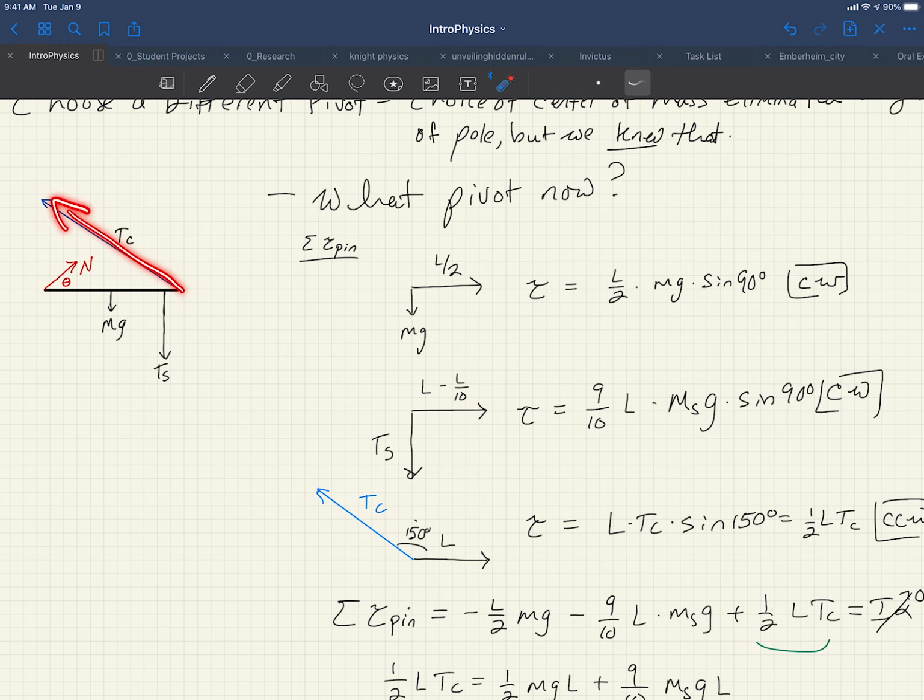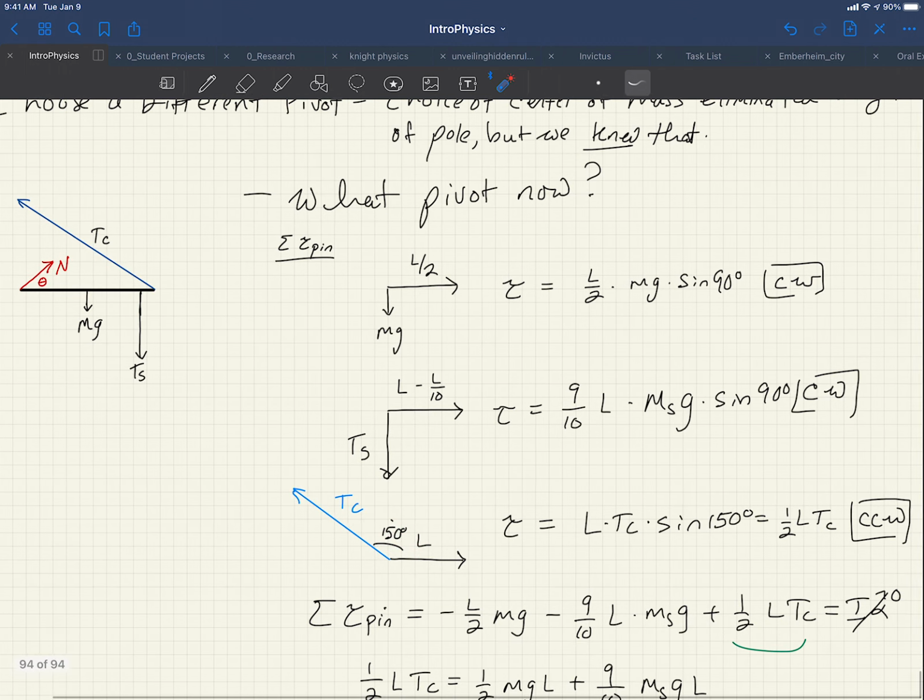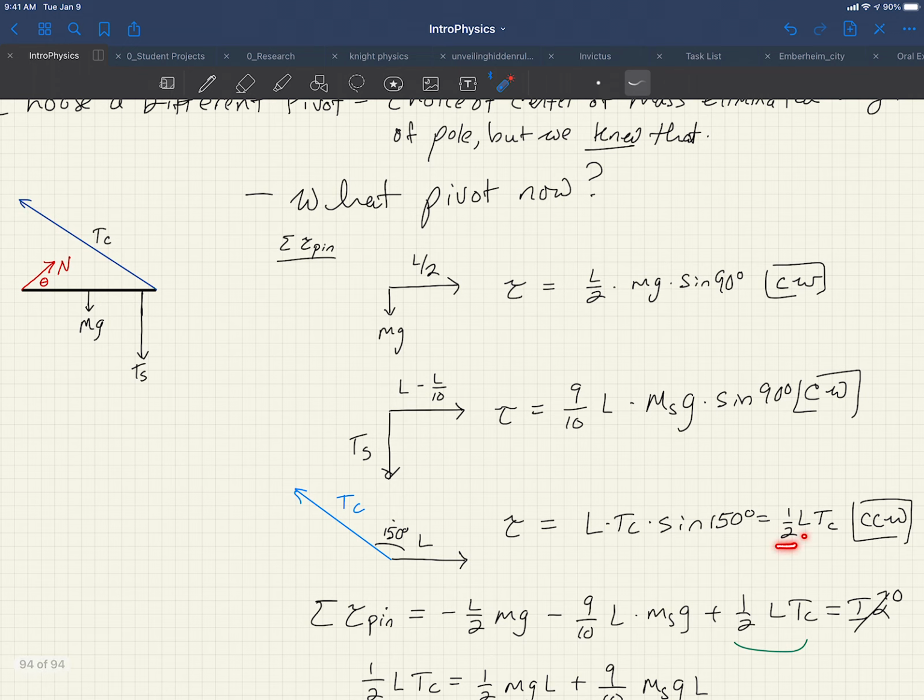Then we have the tension in that cable operating at a full distance of L away with a force of TC. And now that angle is a little bit harder. We've got an angle here that allows us to determine what this angle is. It's 150. And so we get L TC sine 150, which turns out to be 1/2 L TC. And if this thing actually caused rotation, it would cause rotation this way, which is counterclockwise. So we're going to have two negative torques and one positive torque.